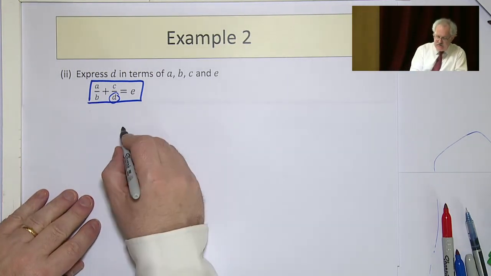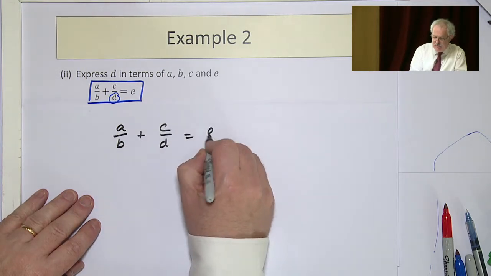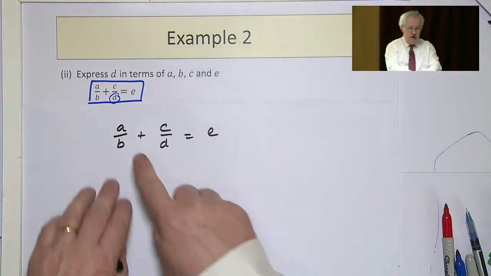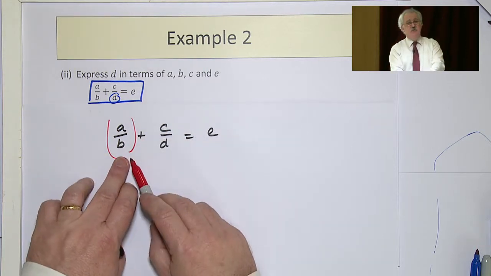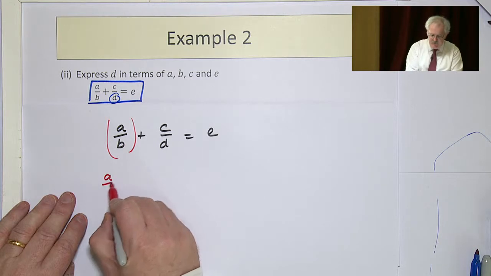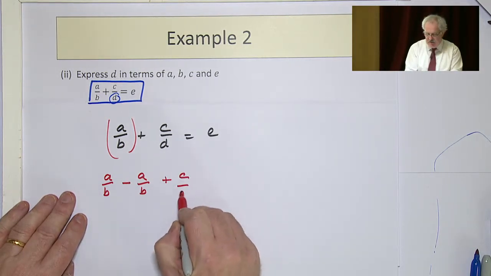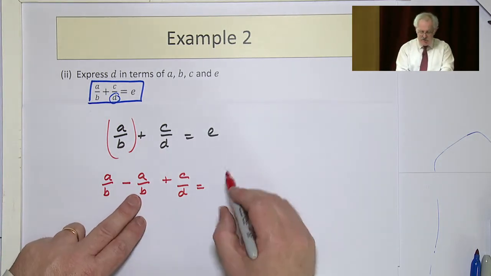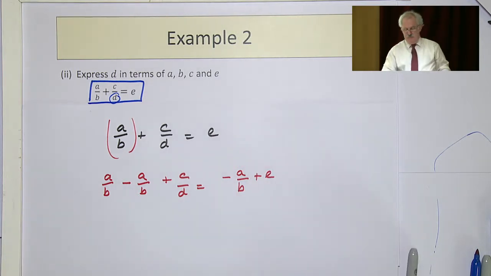Just one piece at a time. A over b plus c over d is e. And I want to keep the d. Again, this a over b might be quite offensive. There's a plus bit, I don't need it. So I could say a over b minus a over b plus c over d is, and I started on this side with a minus here, so I better put in a minus a over b and all that plus e here.